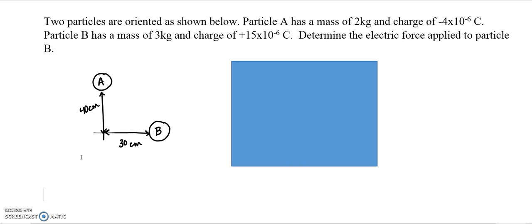Particle A has a mass of 2 kilograms and a charge of -4 times 10 to the -6 coulombs. Particle B has a mass of 3 kilograms and a charge of 15 times 10 to the -6 coulombs. Your job, which I'm going to guess you're going to do, is to determine the electrostatic force applied to particle B. So what is the force applied to particle B by particle A?